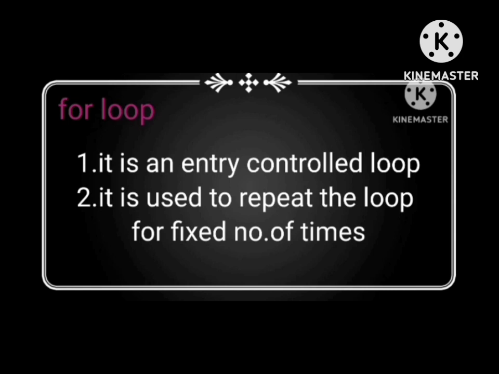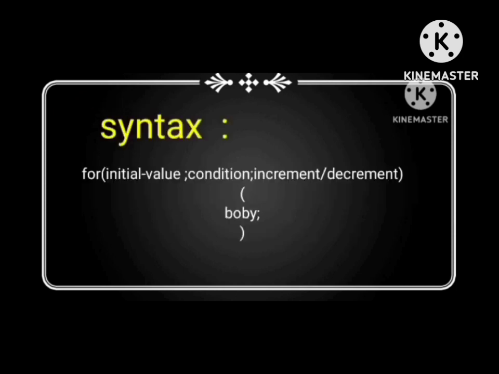In a for loop, the initial value, condition, and increment or decrement are given in a single statement. The initial value specifies the starting value, the condition specifies the number of times the loop is to be repeated, and the increment or decrement gives the next iteration value. Syntax: for, in the brackets initial value semicolon condition semicolon increment or decrement, open flower bracket, body, closed bracket.